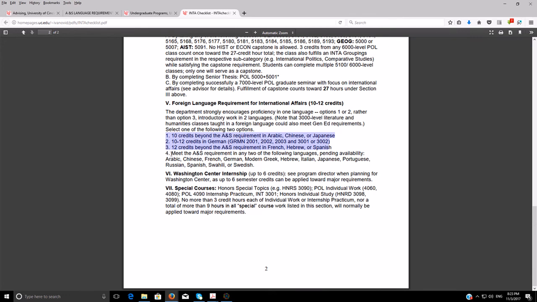Another way to fulfill the requirement is to take another foreign language, different from the language with which you have fulfilled the ANS requirement, the Arts and Sciences requirement. Put simply, this means you have to do twice as much coursework in the foreign language as you would have to do for any other major. That's because we expect and require you to develop a high level of proficiency in 1 or 2 foreign languages.